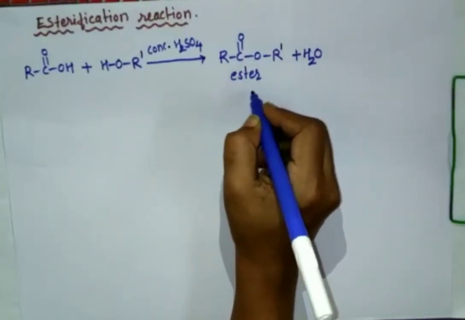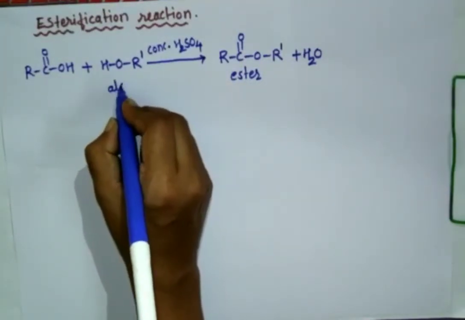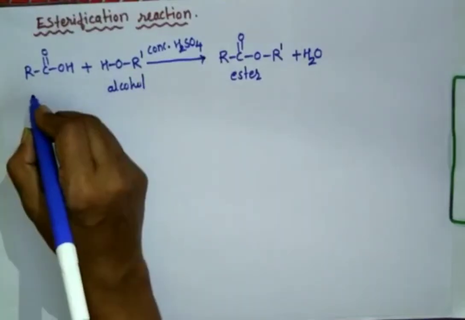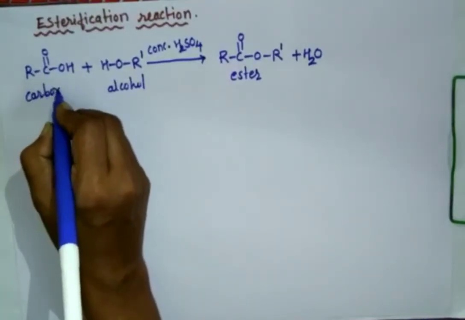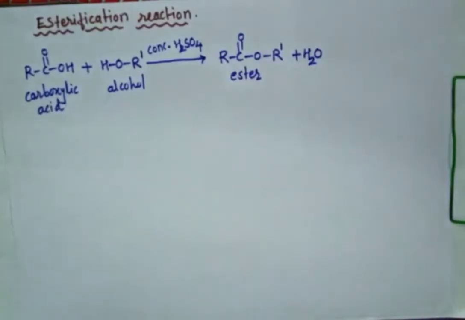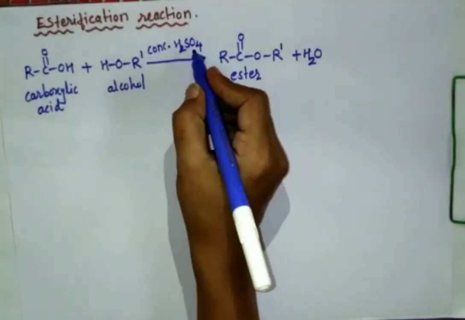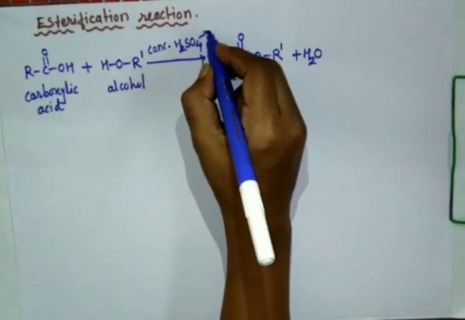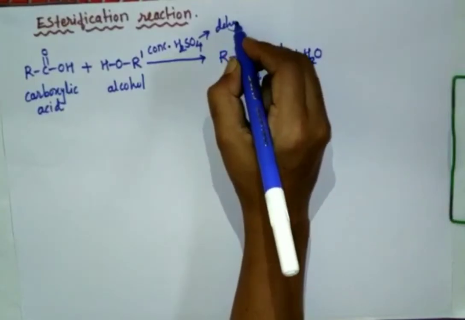COOR group is called the ester functional group, and this is the alcohol functional group, and this is the carboxylic acid. This type of reaction is called an esterification reaction. This carboxylic acid will react with alcohol in the presence of concentrated sulfuric acid as a dehydrating agent. Esters are formed here. So this is H2SO4 here.